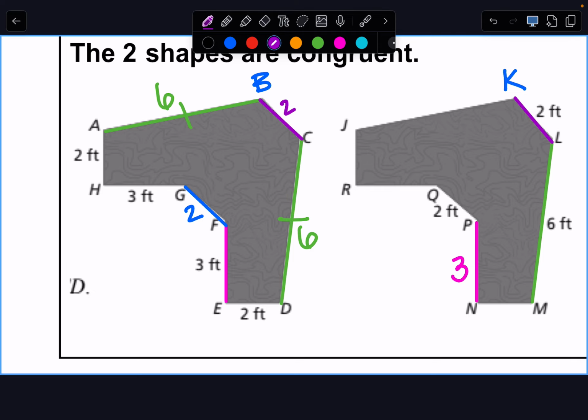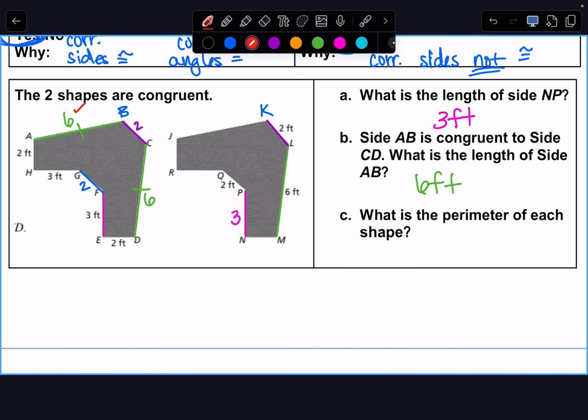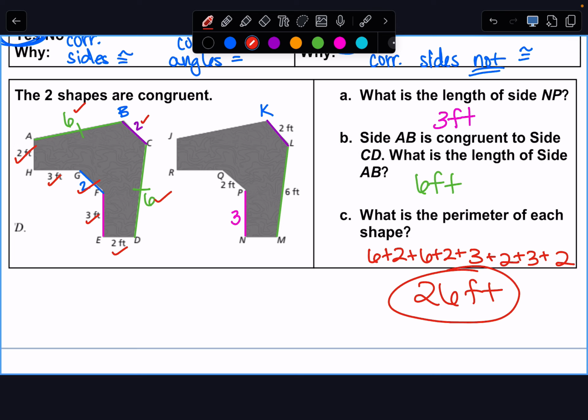All right. So if we are going to figure out the perimeter, I'm going to take 6 plus 2 plus 6 plus 2 plus 3 plus 2 plus 3 plus 2. I've got to get all those sides added together. 26? 26 feet? Okay.